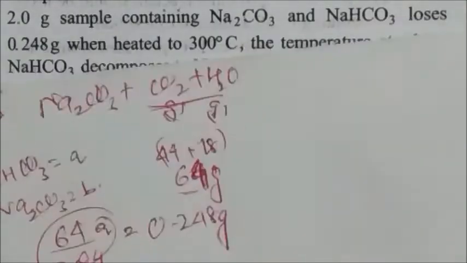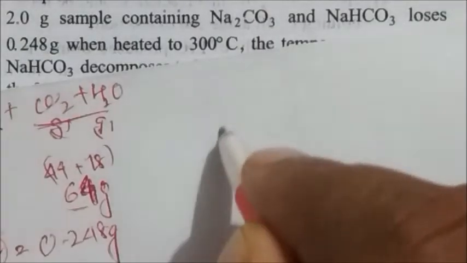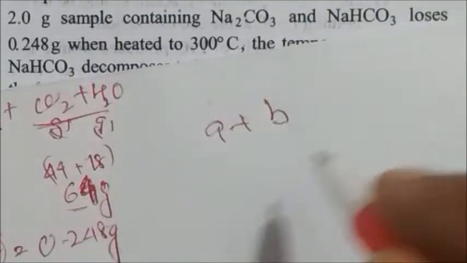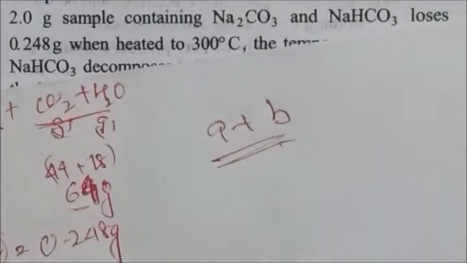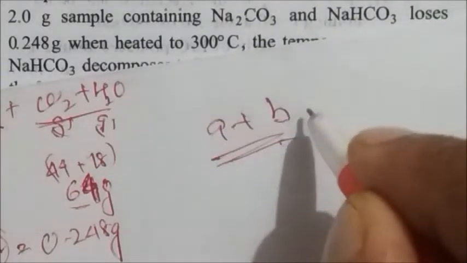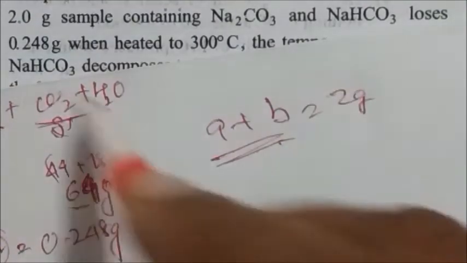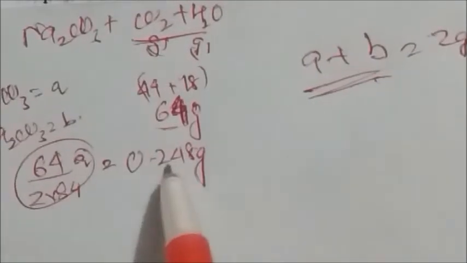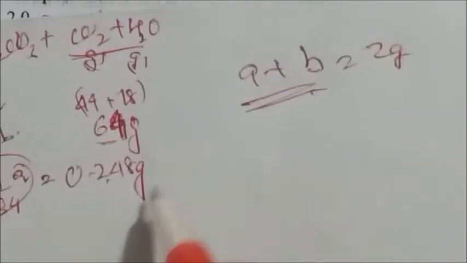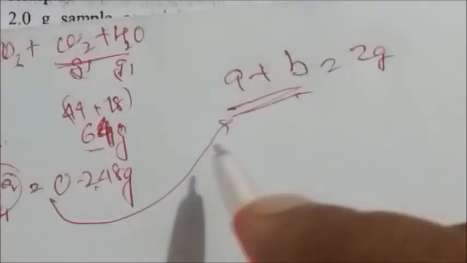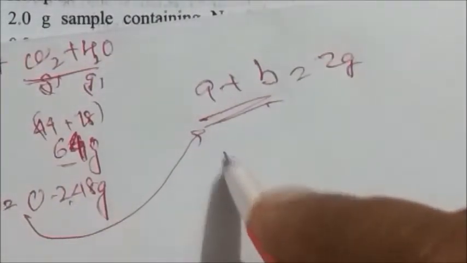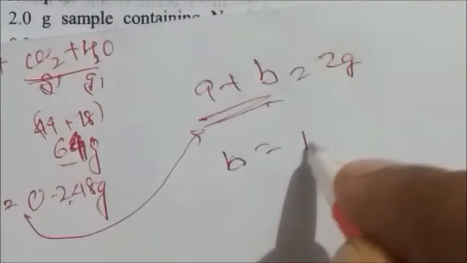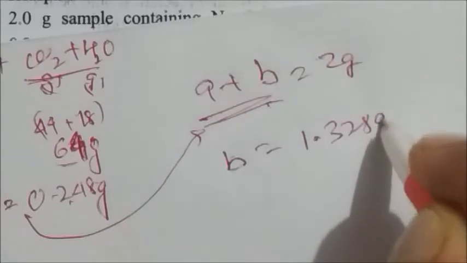So again, if you see here carefully, A plus B is given here. A plus B is 2 gram of sample, already given. And now we know the value of A. So A is given this much gram. If you substitute this A value here, we'll get B, which is 1.328 gram.